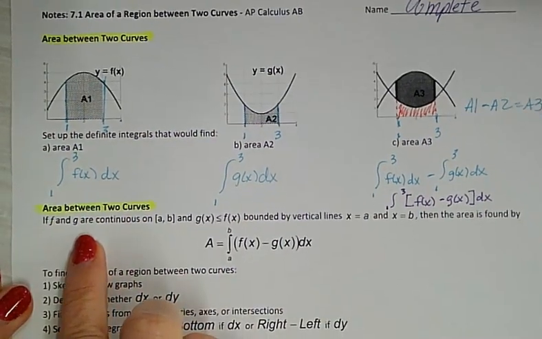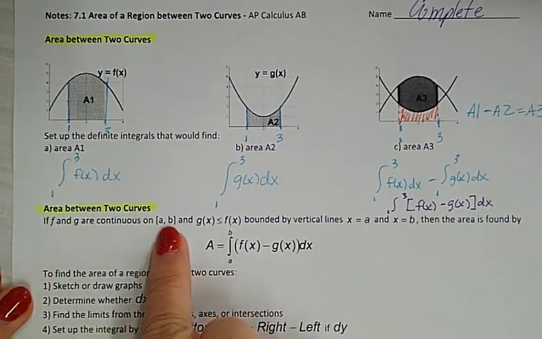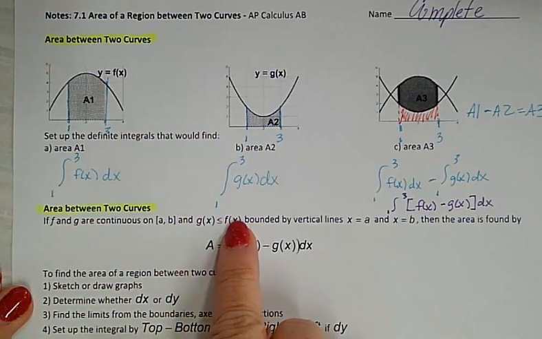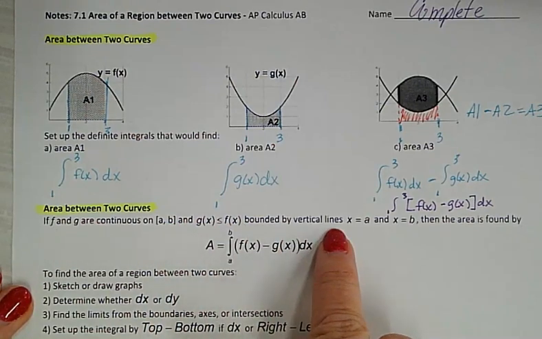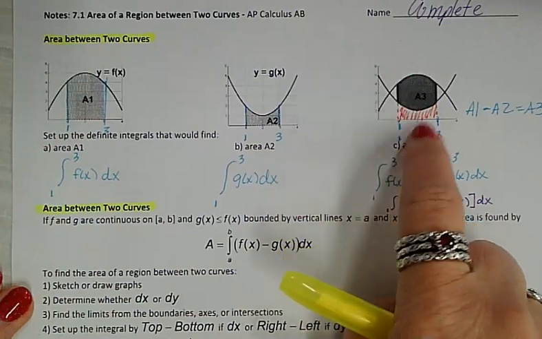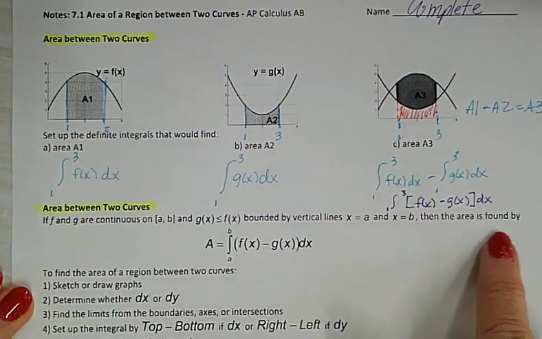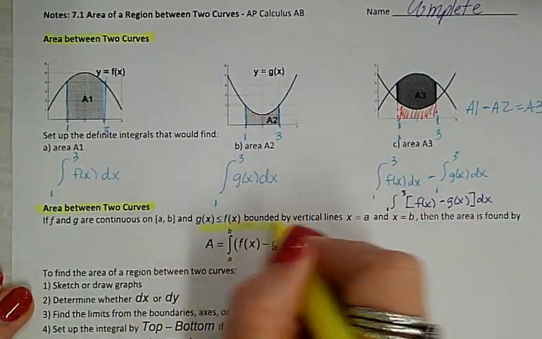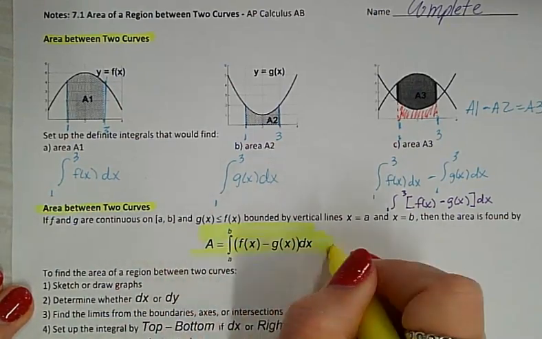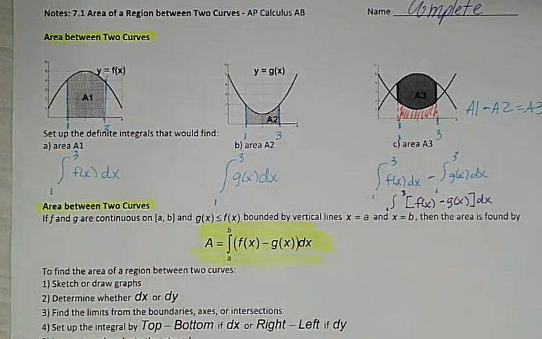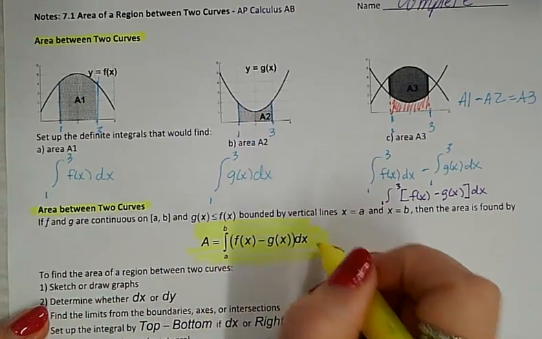If we have functions f and g that are continuous on a closed interval, g of x is less than f of x, and it's bounded by vertical lines a and b, so it's bounded right here and right here, then the area can be found by this integration. We'll be using that concept in today's lesson.